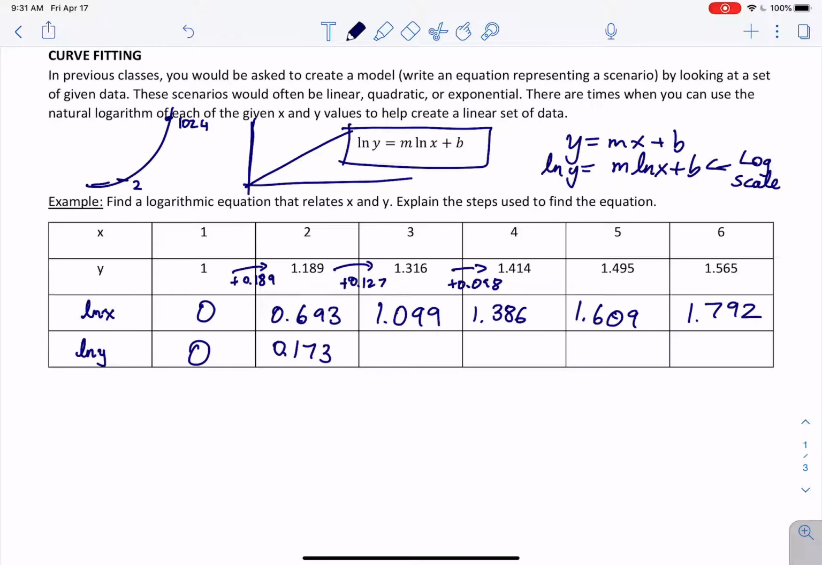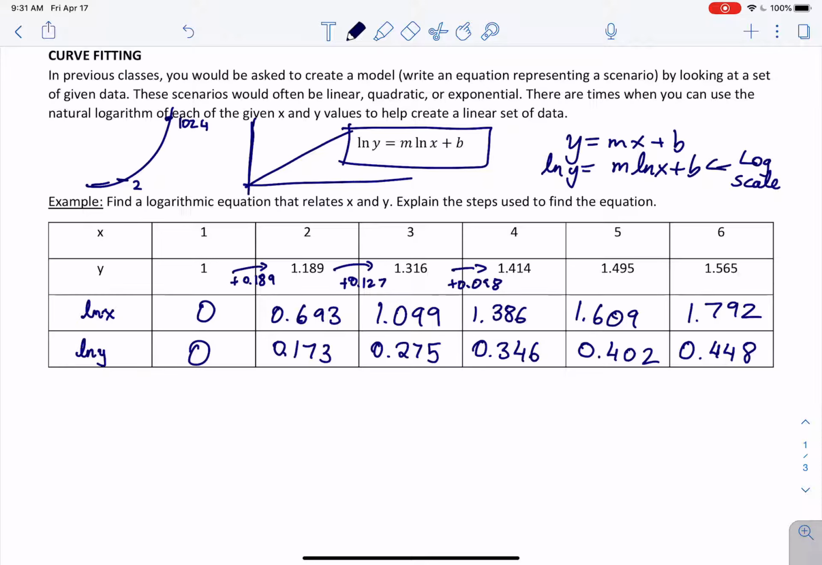Then 1.316 is 0.275, 1.414 is 0.346, 1.495 is 0.402, and 1.565 is 0.448. And so now we can look at this slope.